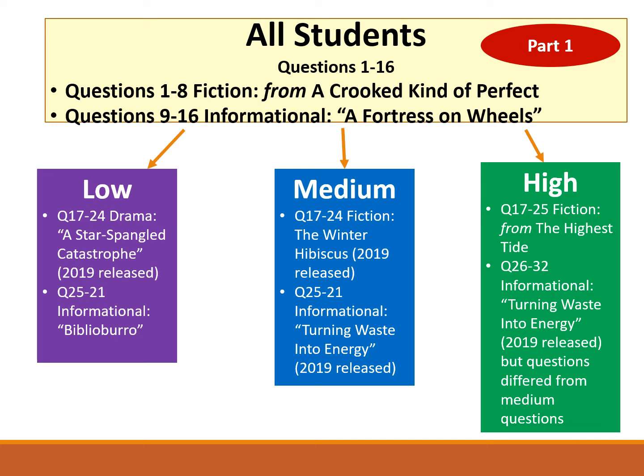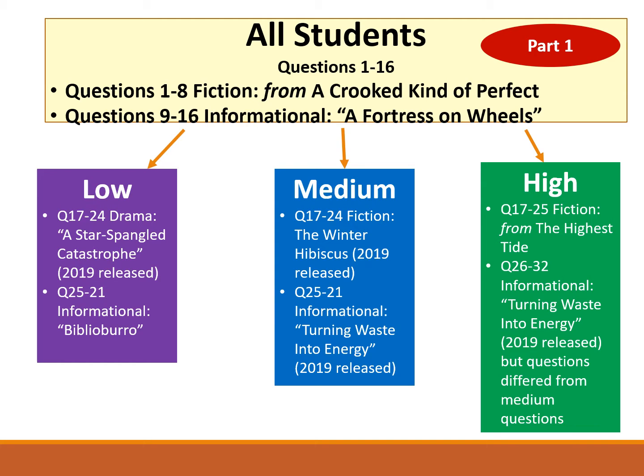Thereafter, depending on how students performed in questions 1 through 16, students were routed to low, medium, or high route. So let's take a look at each. If students were routed into the low tier, students received a drama piece titled A Star-Spangled Catastrophe and an informational piece titled Biblio Burro.